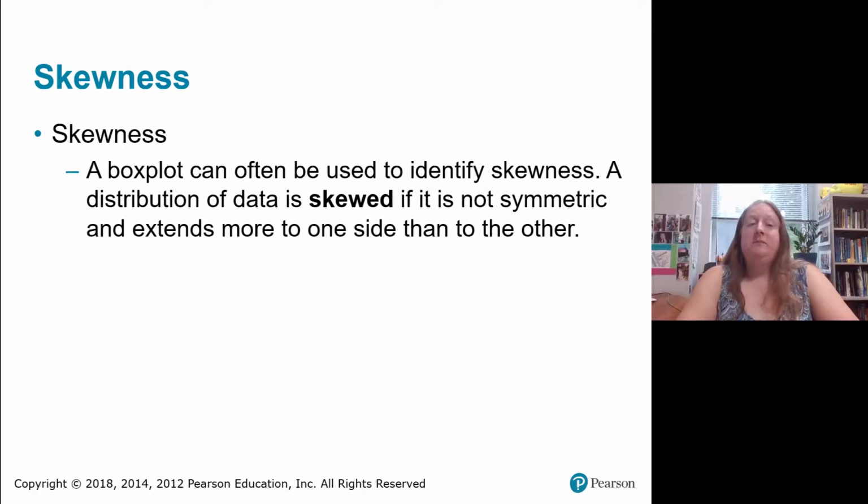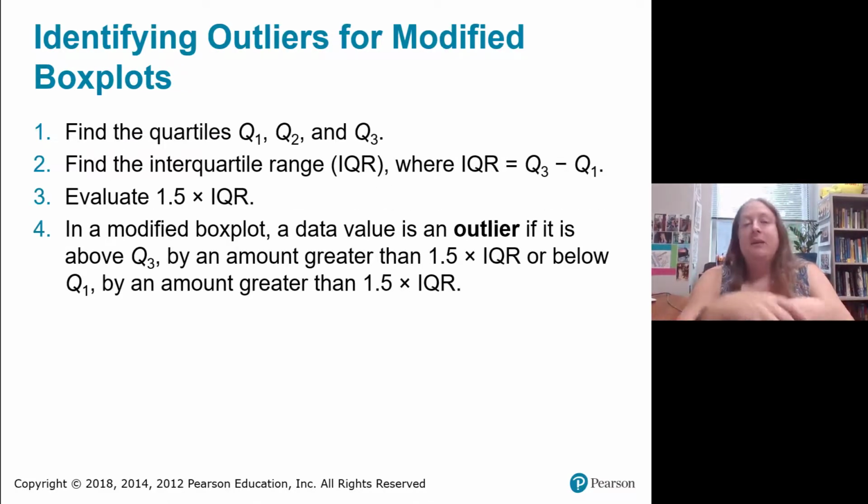Box plots are incredibly helpful in helping us identify skewness. We can see if the data extends out more one way than another, or we can see if it looks really nice and symmetric. And sometimes we want to identify outliers. Outliers are extreme values.